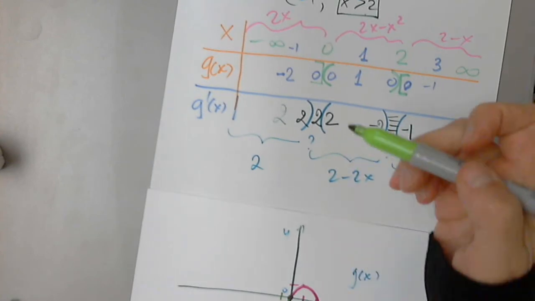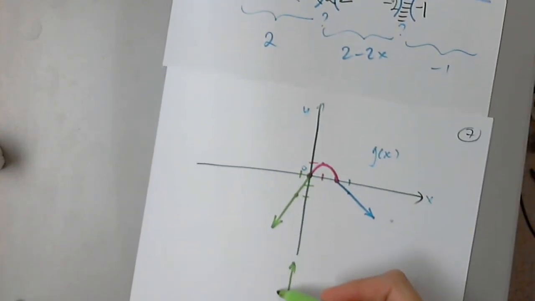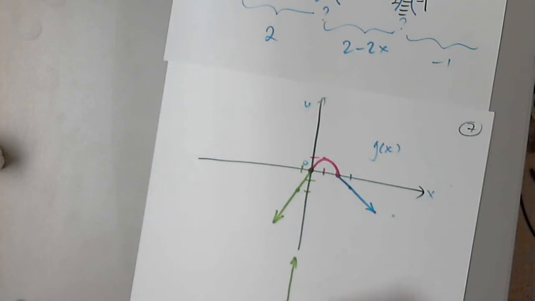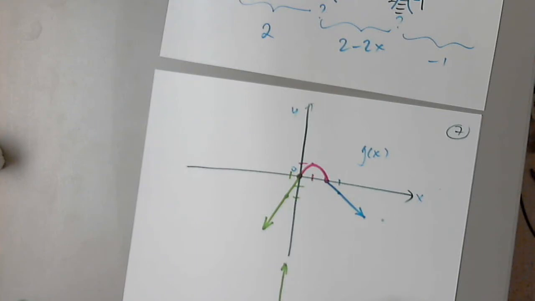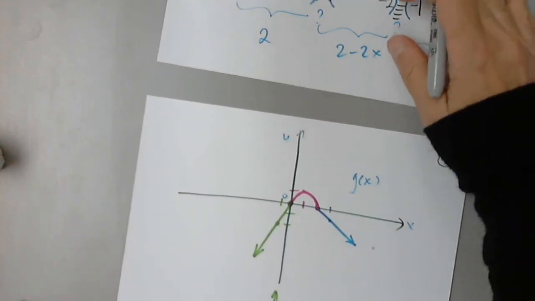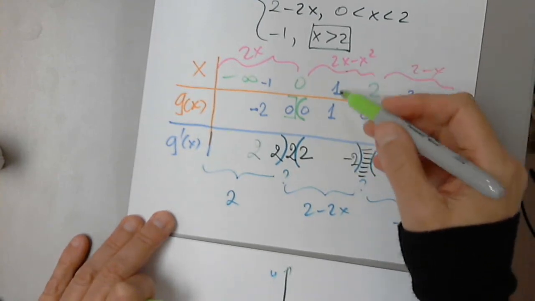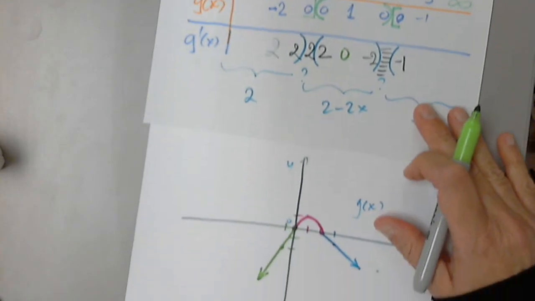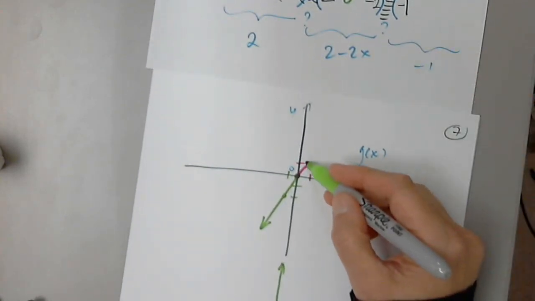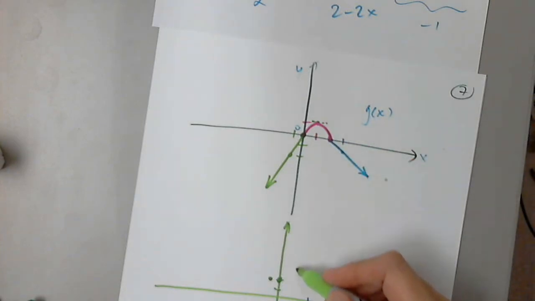So at -1, the function is 2. At -1, the derivative is 2. At 0, the derivative is 2. I did not put the 1 in here. Let's also come up with 1. So 2 minus 2 is 0. So obviously here, the derivative is 0. So at x equals 1, this will be 0.